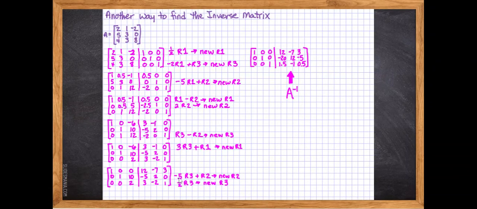Next, I'm going to take -5 times row 3 and add it to row 2 to get my new row 2. That will make the 0 right here. It's 2 times -5 is -10, added to 10 gives me 0. And I'm also going to take half of row 3 and make that my new row 3. So that will change this 2 into a 1 when I multiply by 1/2. So now I've got my identity matrix on the left and my inverse matrix on the right.